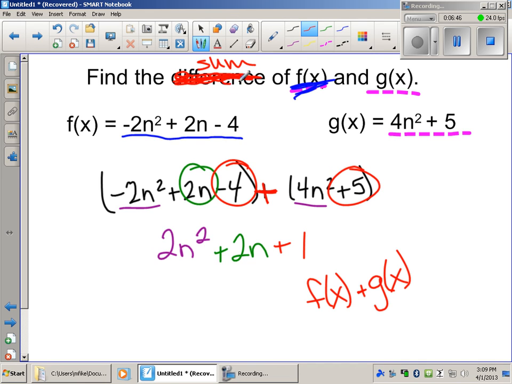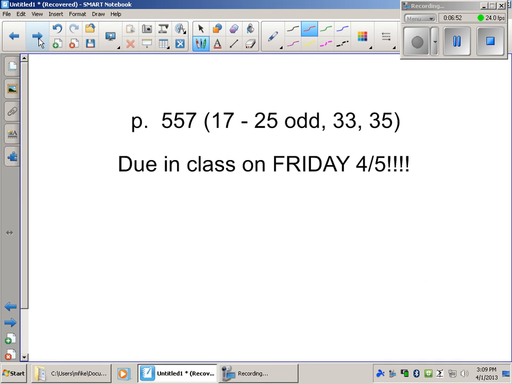So you need to practice the questions on page 557, 17 through 25 odd, number 33 and 35. They will be due, and we will be checking to see that it's done on Friday, April 5th. And you need to complete the online quiz, the quiz that is on Edmodo, by Friday. If you have any questions, please see Mr. Bushman or Ms. Fike.